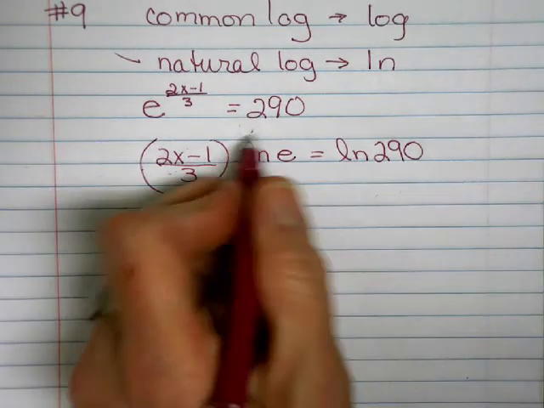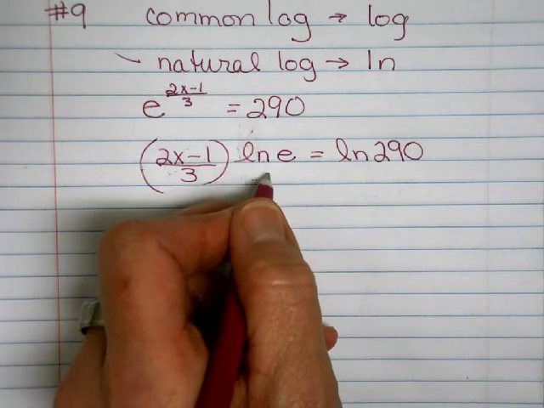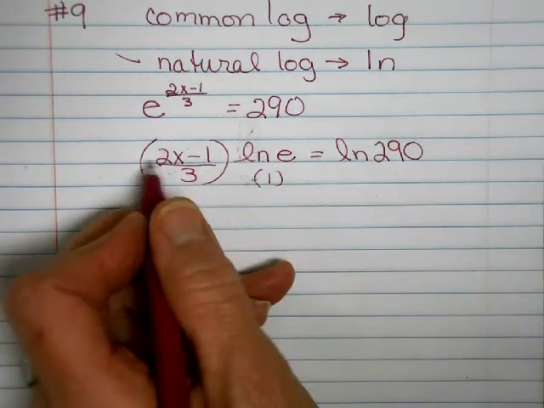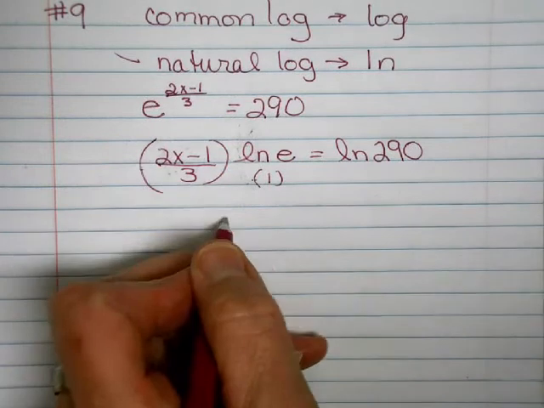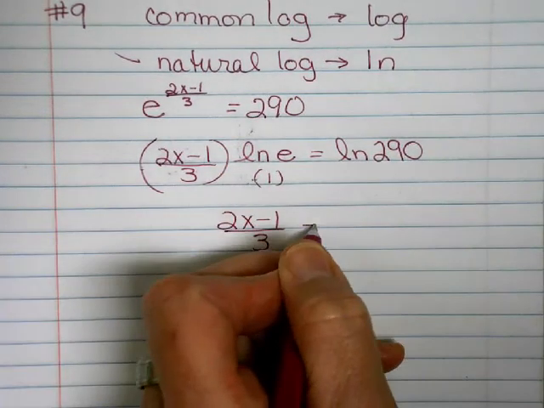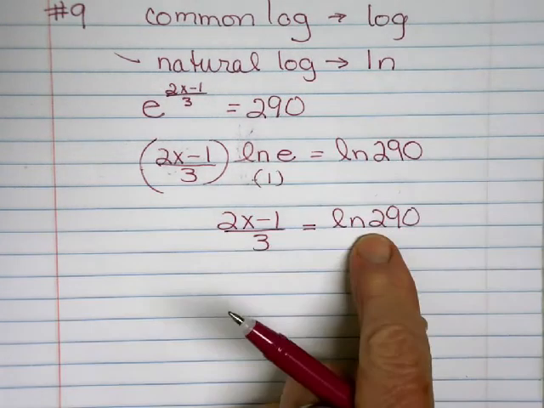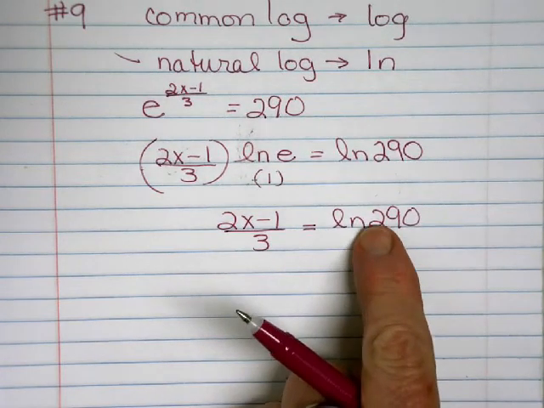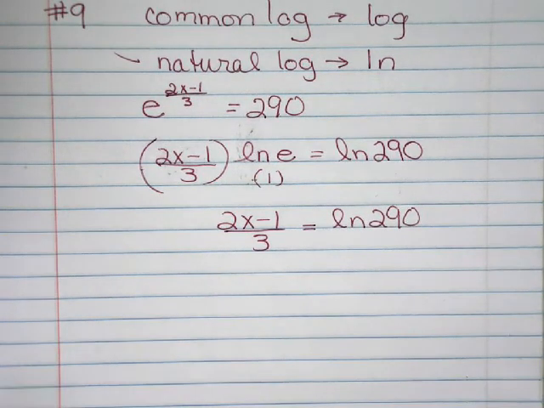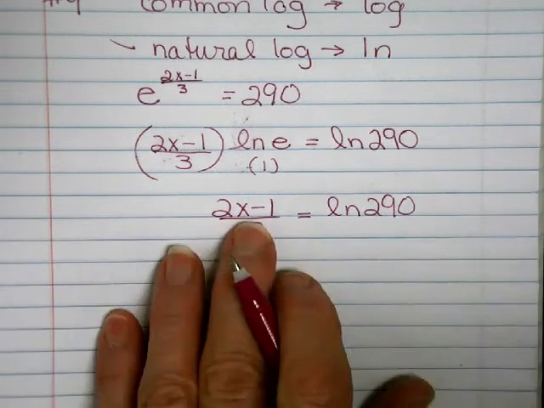So easy to do. I use natural log because if you take the natural log of e, you get the power of 1. So then, this is equal to 1. So 1 times anything is the thing. So I just have my 2x minus 1 equals my natural log of 290. That is a number, but it's not pretty. e to what power is 290? It's a decimal. So now you got to remember your algebra rules.